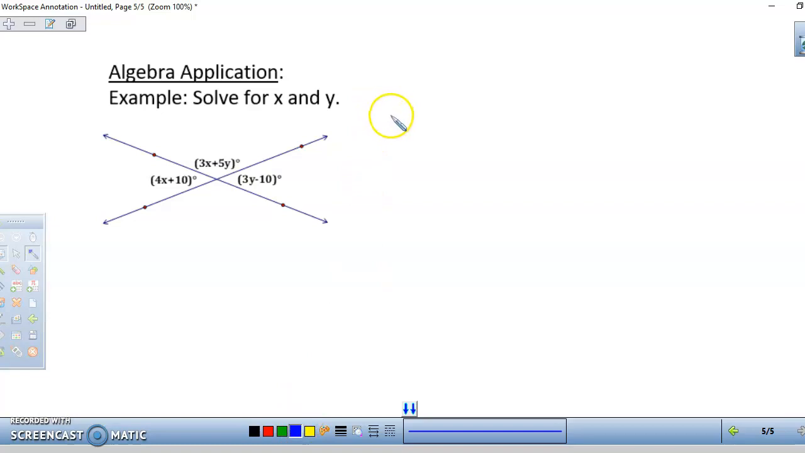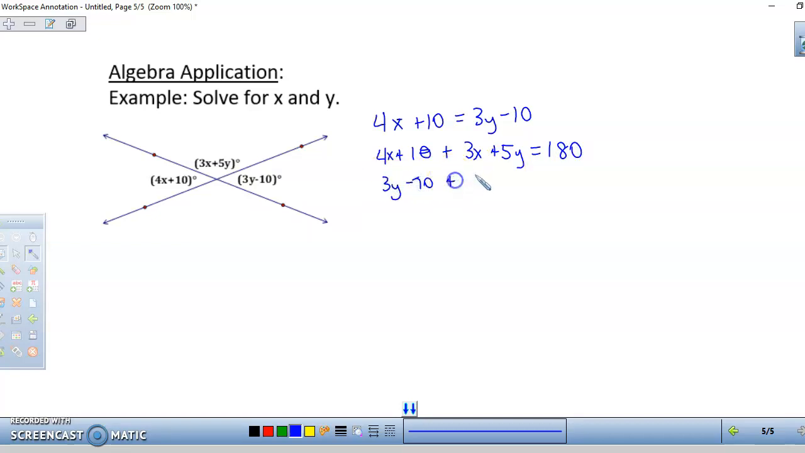Okay, so the equations you should have written are 4x plus 10 is equal to 3y minus 10. So that's from the vertical angles theorem. Now this cannot be solved because you have an x and a y in the equation. Linear pair, so you can say x plus 10 plus 3x plus 5 equals 180. Or you could write 3y minus 10 plus 3x plus 5 equals 180 degrees.